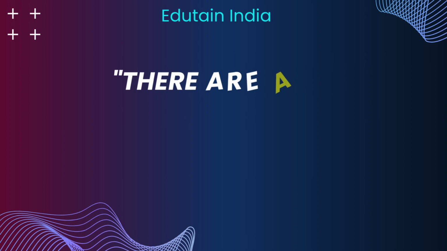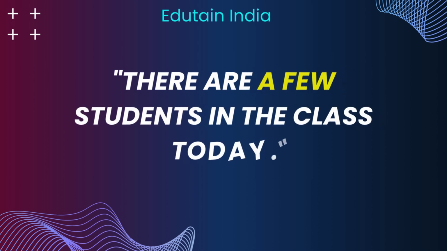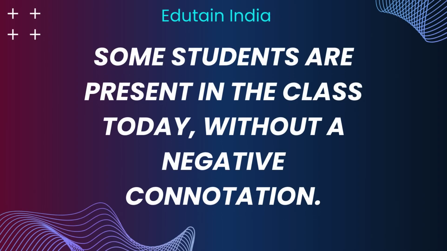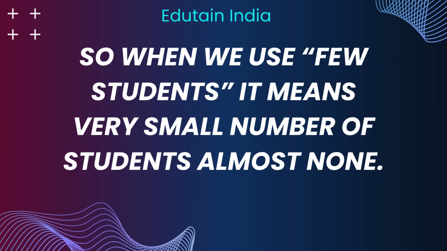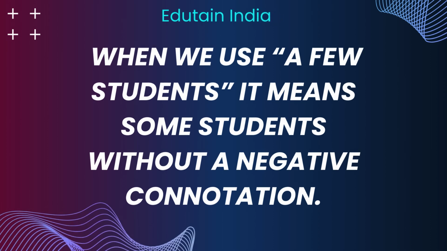Now let's take an example for a few. There are a few students in the class today. This means that some students are present in the class today without a negative connotation. So, when we use few students, it means a very small number of students, almost none. And when you use a few students, it means some students without a negative connotation.